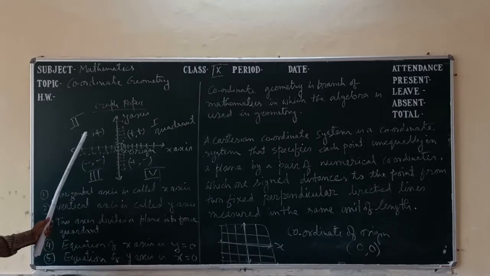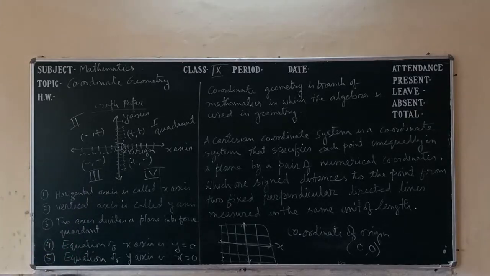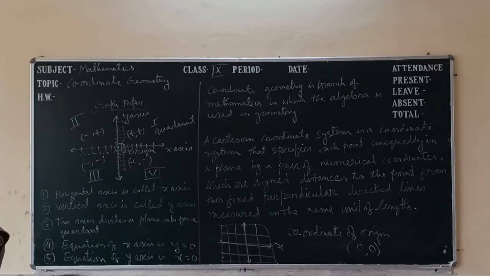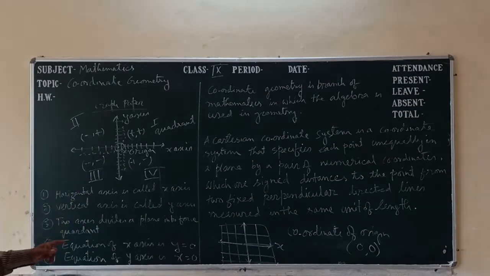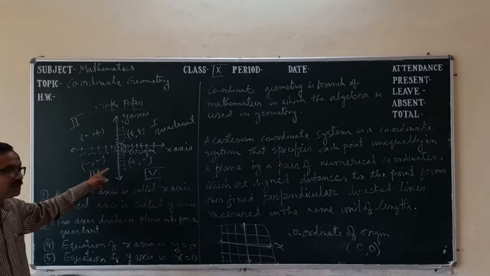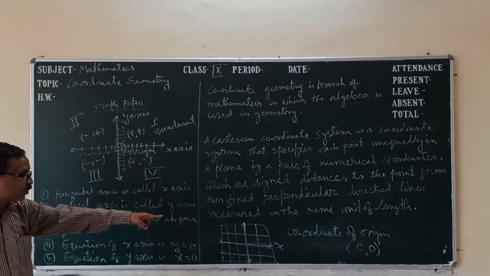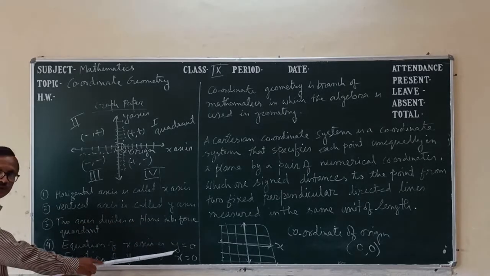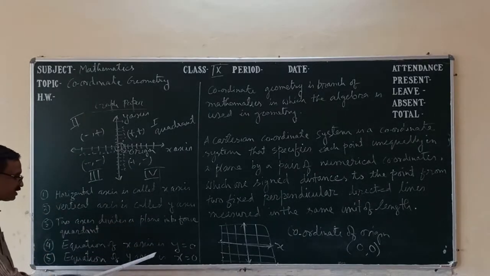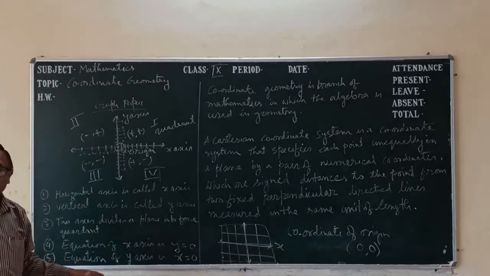So this is an introduction to coordinate geometry. What we have learned today is that there are two axes, the horizontal axis and the vertical axis, called the x-axis and the y-axis. They meet at a point called the origin, and the coordinate of the origin is (0, 0). The equation of the x-axis is y equal to 0. The equation of the y-axis is x equal to 0. So this is all about coordinate geometry.